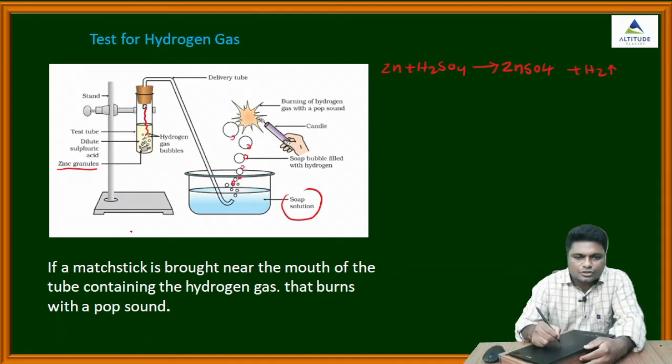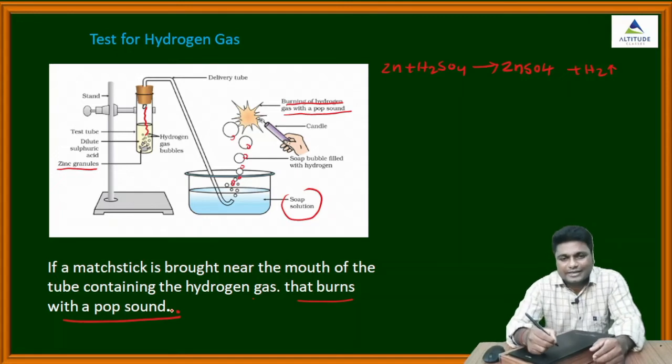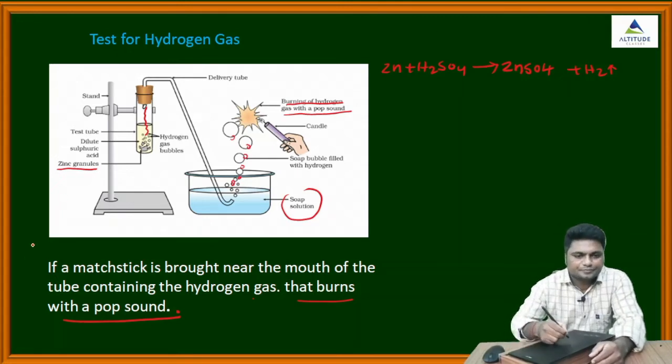So see, if you bring the matchstick near this bubble, you will get one pop sound. So hydrogen gas burns with a pop sound. The pop sound indicates that it is hydrogen gas. That is the burning of hydrogen gas with a pop sound. Clear here? If a matchstick is brought near the mouth of the tube containing hydrogen gas, it burns with a pop sound. This is the test for hydrogen gas.